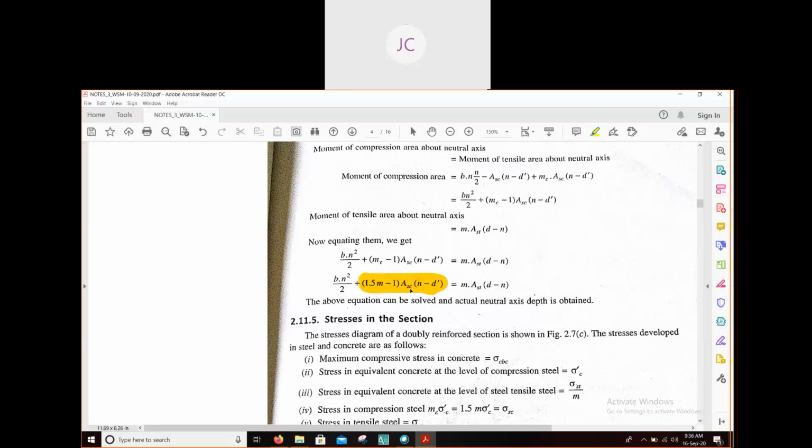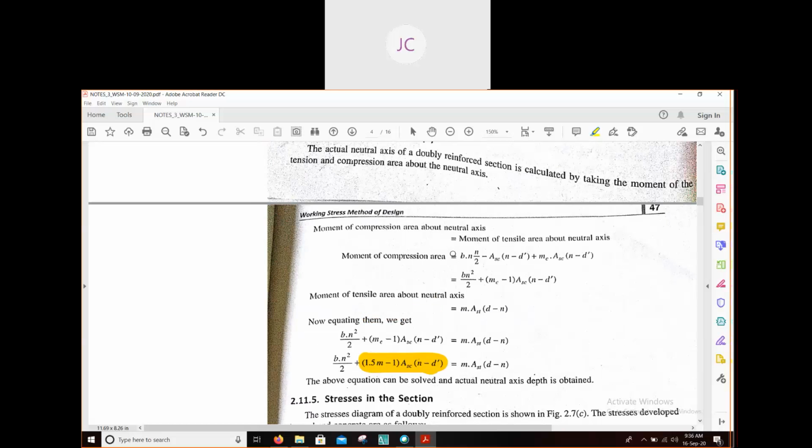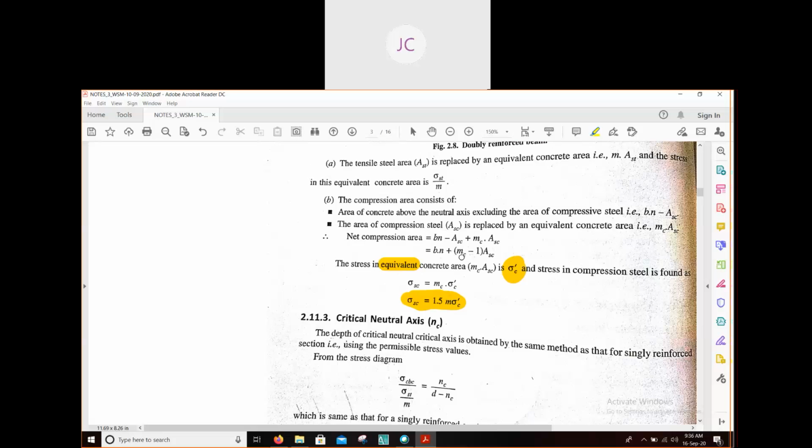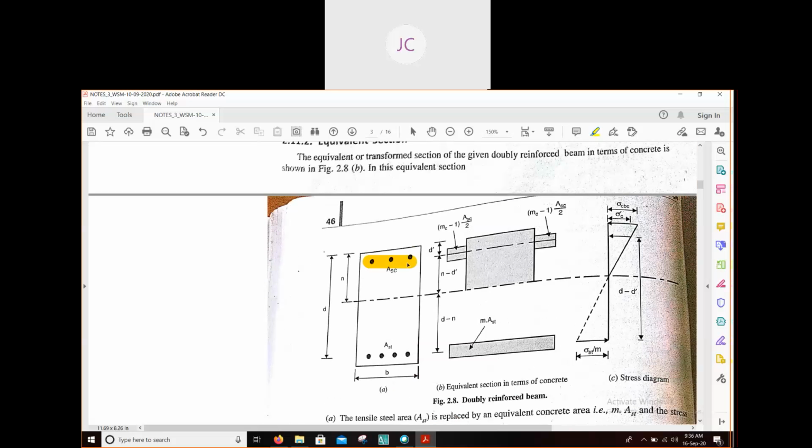Okay, this ASC means area of steel in compression. D dash means, what is that? D means effective depth. You can see here, this is our D dash. It is the effective depth for compression steel, and this small d is known as the effective depth for tensile steel. Okay, that is our D dash.